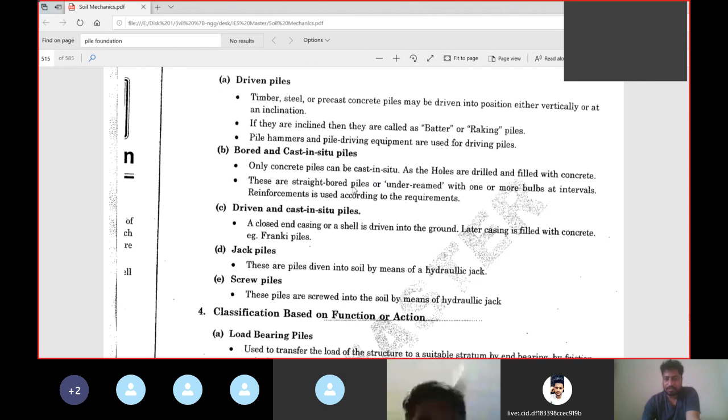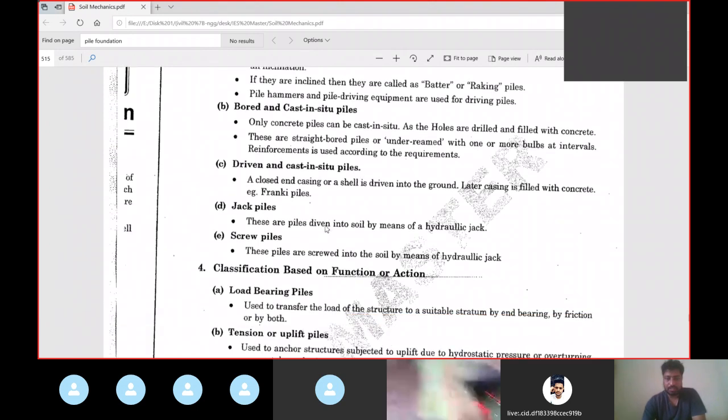These are straight bored piles or under-reamed piles with one or more bulbs at intervals. Reinforcement is used according to the requirements, right? So these piles are basically straight bored piles, or it can be an under-reamed section. Under-reamed means you will be creating a bulb inside the soil mass. I will explain the construction of under-reamed piles in my later classes, where I'll discuss the reinforcement requirement and the amount of concrete to be filled inside the hole, and we'll also discuss the ultimate load carrying capacity of the under-reamed section inside the soil mass.